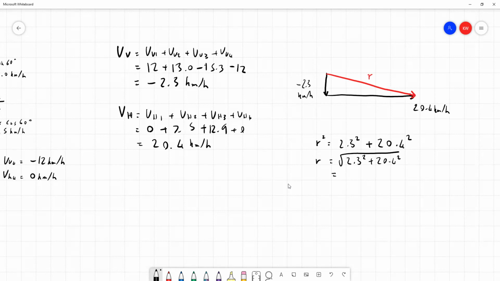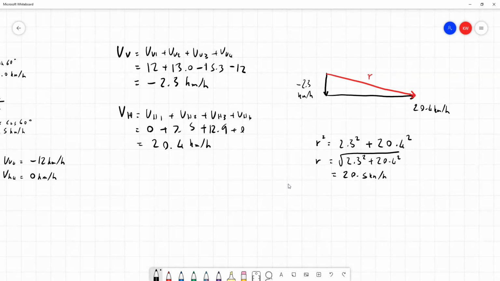I'll put this into the calculator just now, but we should be expecting an answer that's bigger than 20.4. That will be correct because it's the hypotenuse, it'll be the longest side. But it's a good common sense check that if it doesn't come out bigger than 20.4, something has gone wrong in your calculation. And it actually comes out at 20.5 kilometers per hour to one decimal place.